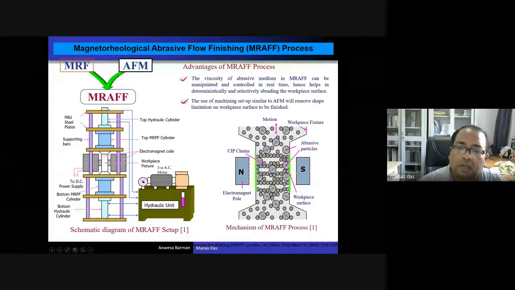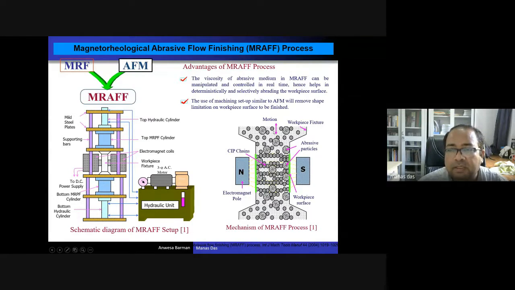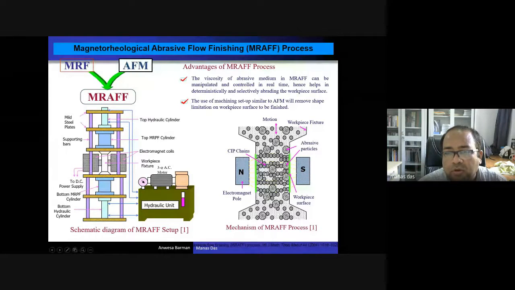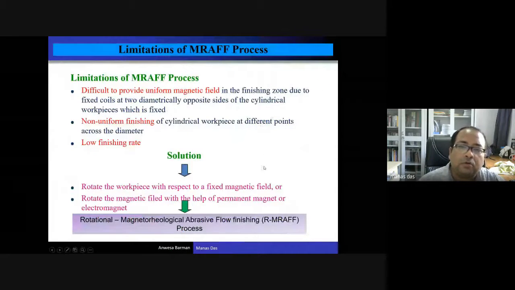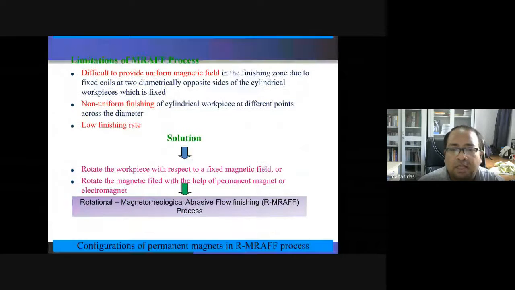For simulation purposes, we have used an axisymmetric model, and we have solved up to this point. From here to here is one zone, and this other zone we have considered as zone 1, where we are not applying any magnetic field, and this is zone 2, where we are applying the magnetic field. After that, we made some modifications.